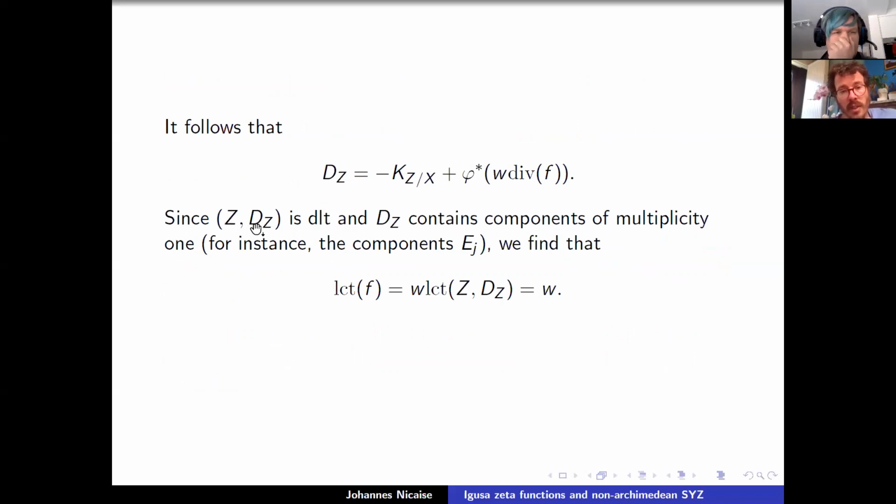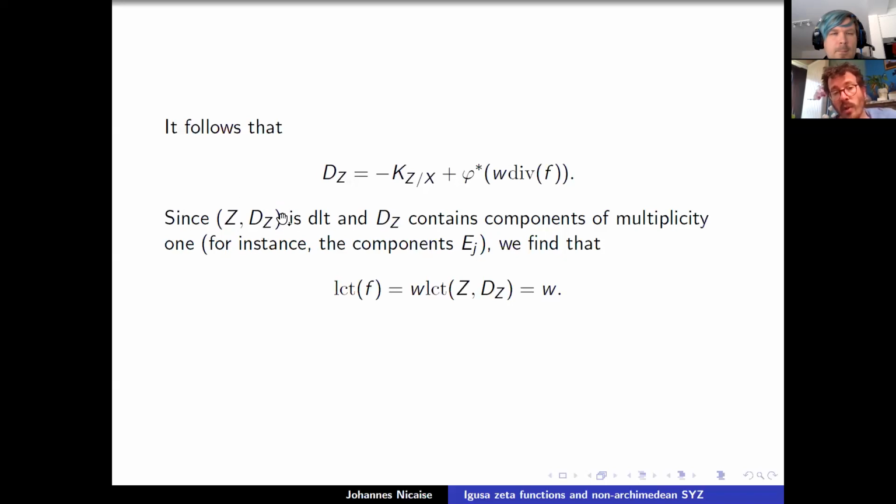Now, since the pair (Z, D_Z) is DLT, and we know that D_Z contains components of multiplicity 1, for instance the components E_j, that implies that the log canonical threshold of this pair is equal to 1. The DLT condition guarantees that the pair is log canonical, so the log canonical threshold cannot be strictly smaller than 1. But the components E_j appear with multiplicity 1, so the log canonical threshold is at most 1. And so we must have equality. The log canonical threshold of this pair must be equal to 1.